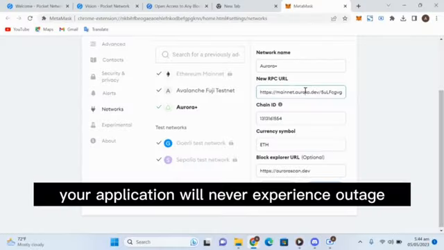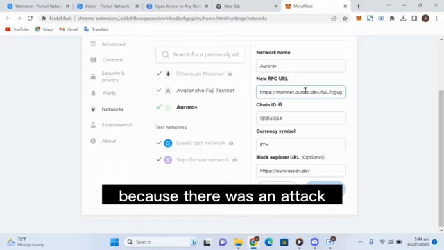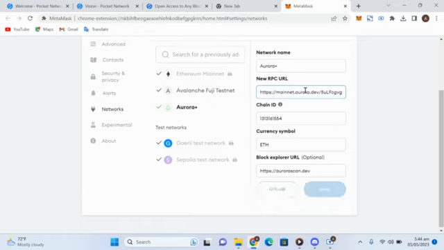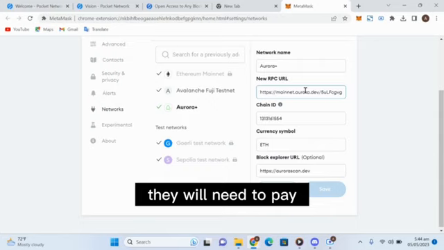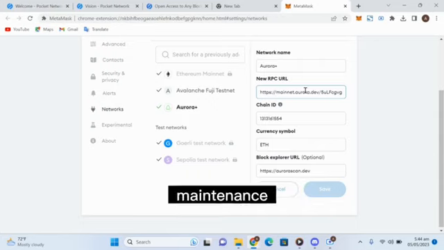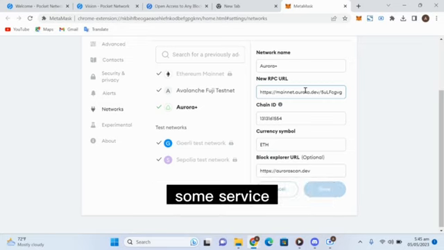There is no outage. Your application will never experience outage. You will never experience loss of users because there was an attack. Number two, it is cheaper. It is cheaper to work with. Now, if you are using a centralized RPC provider, they will need to pay the cost of maintenance for the server and others, which will make you pay some service charge every month.